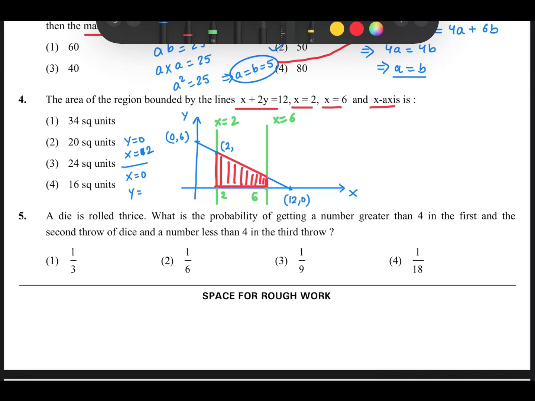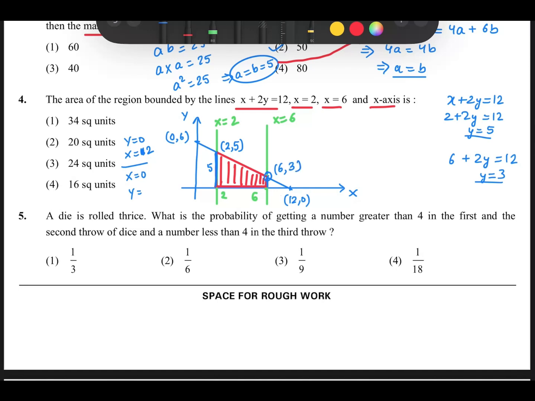So in x plus 2y equals 12, if you put x equals 2, what you'll get? You'll get y as 10 divided by 2, which is 5. So the coordinates of this point is 2 comma 5. So this length here is just 5, right? Okay, what about this length? What are the coordinates of this point? When you put x equals 6, you get y as 3, right? So you have 6 comma 3.